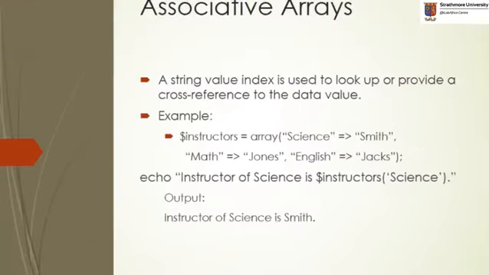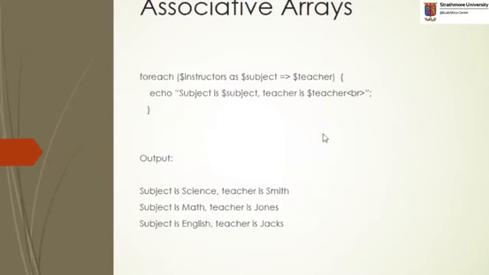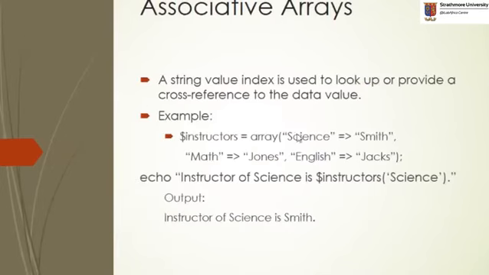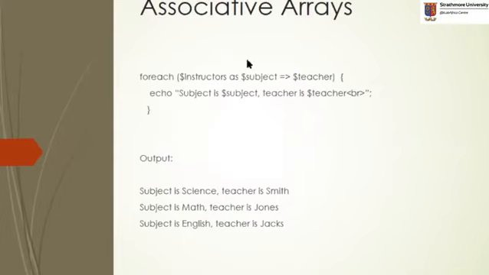Associative arrays use what we call named keys. You have the key and then the value for that. For example, the key is science, and the value is Smith. Another named key is math, with Jones, and you have another key, English, which is Jack. So this is showing the instructors for the different subjects. And using foreach, you have instructors as subject, then the key. So the subject here becomes the key, and the value becomes what is given there as the teacher.